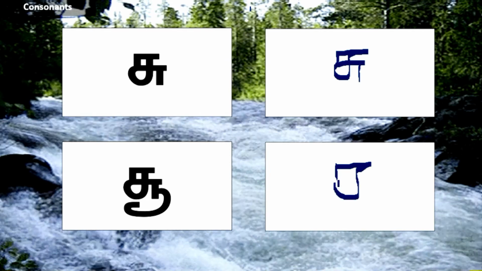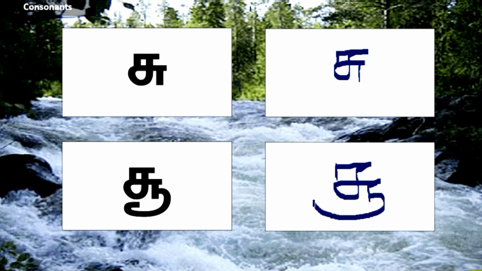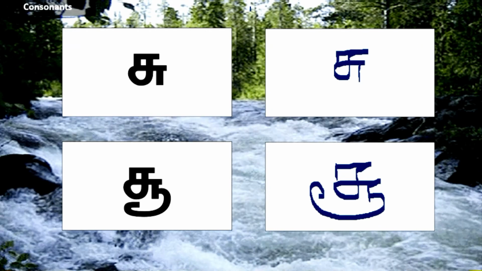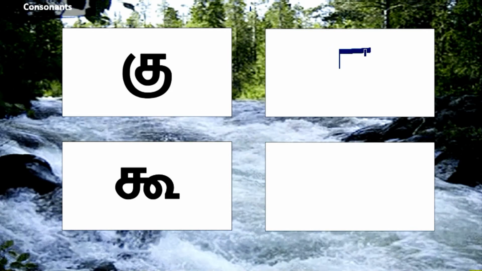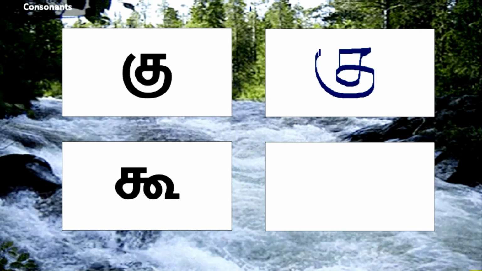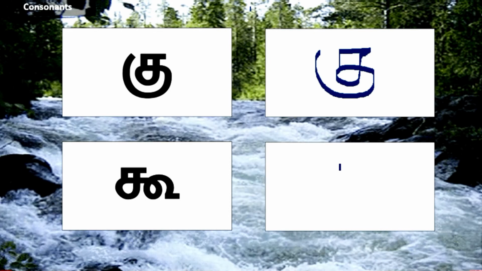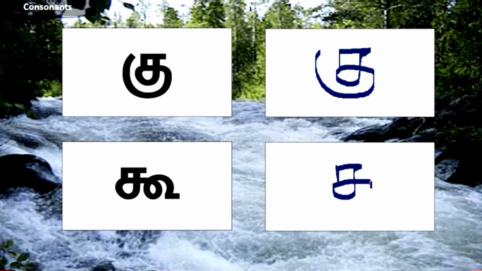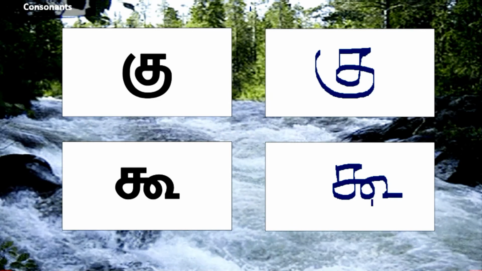For su, we draw su first, then at the tip we have a curve bending backwards. This is chu. For ku, we write ka. Instead of touching the line, it moves backwards and goes upwards. This is ku. Ku is slightly different. First write ka and a small circular loop and then a horizontal line. This is ku.